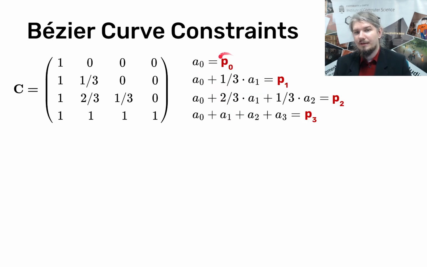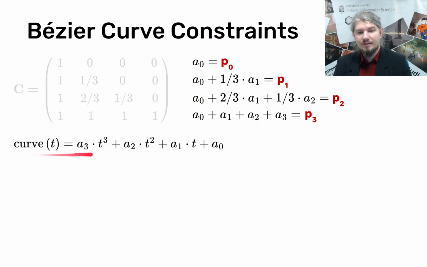So we find that P0 must equal A0, P1 equals 1/3 of A1 plus A0, and so on. Now these are the equations for our constraints. So let's see what they mean. We have this larger curve equation, so it's a cubic Bezier curve. We have a cubic function. And just like before, we have these unknowns, A3 times t cubed plus A2 times t squared and so on.